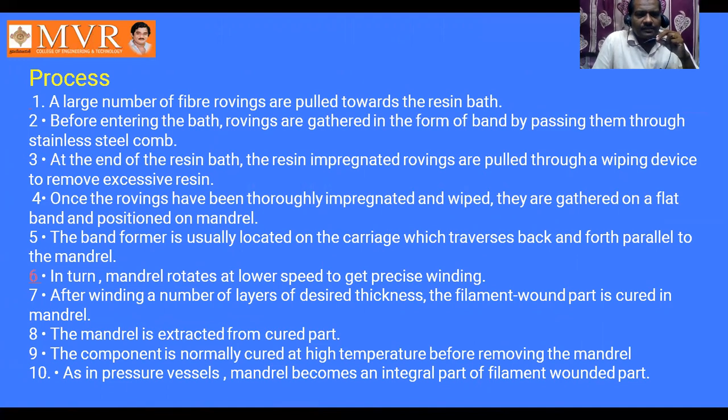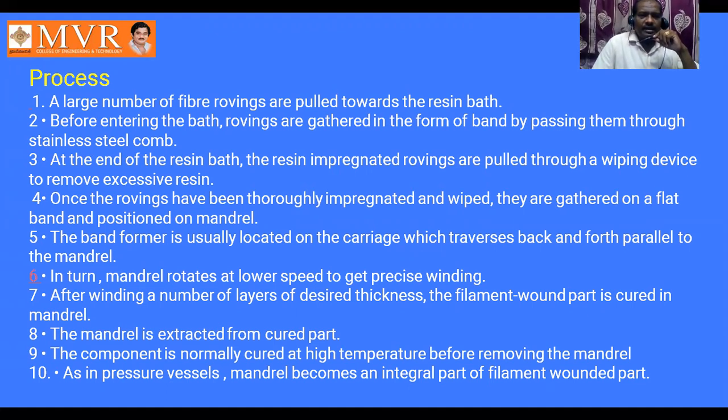At the end of the resin bath, the resin impregnated rovings are pulled through a wiping device to remove excessive resin. Once the rovings have been thoroughly impregnated and wiped, they are gathered on a flat band and positioned on the mandrel. The band former is usually located on the carriage, which traverses back and forth parallel to the mandrel. In turn, the mandrel rotates at lower speeds to get precise winding.